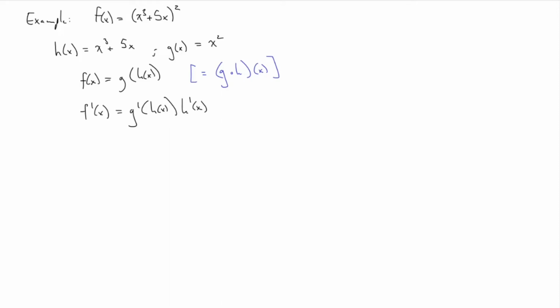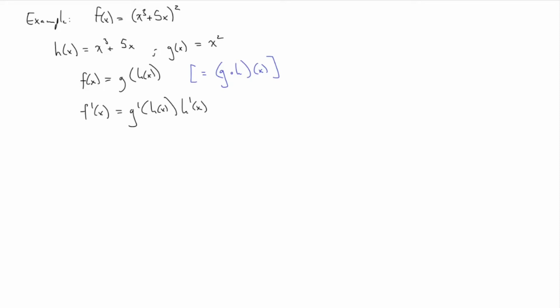And when you look at it this way, what the chain rule says is that the derivative of f is g prime of h of x. In other words, you're treating the h of x as if it were a variable. It was the u in the preceding method of doing this. So we've got g prime of h of x multiplied by the derivative of h of x.